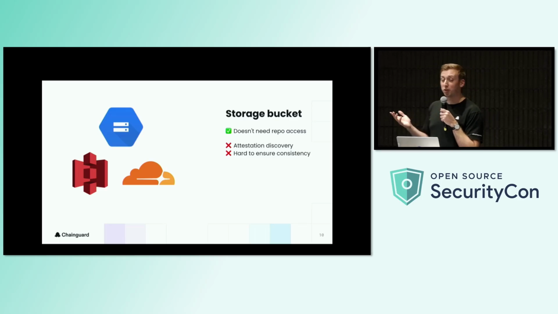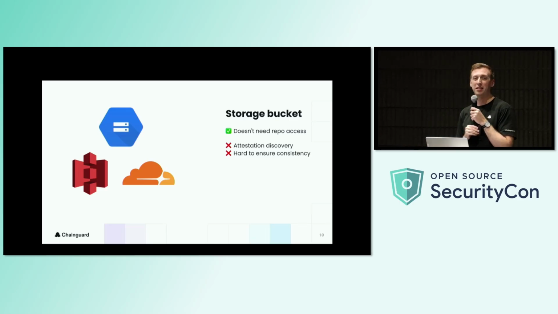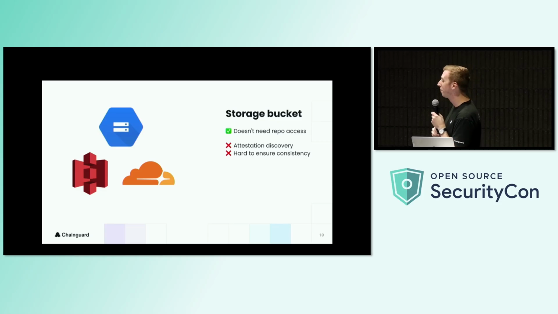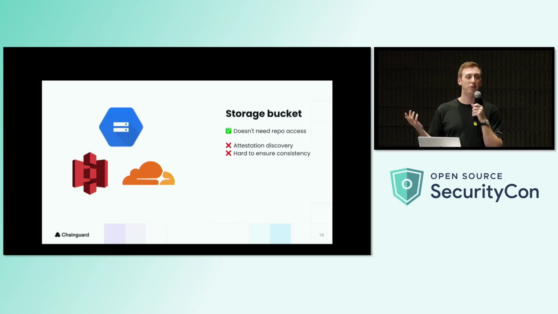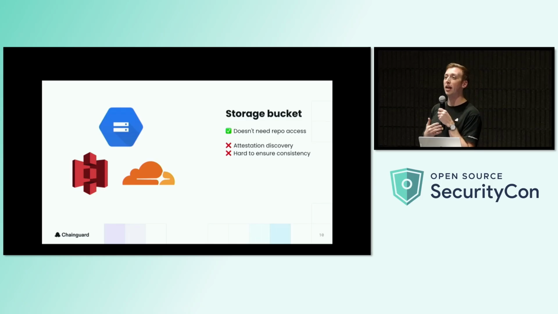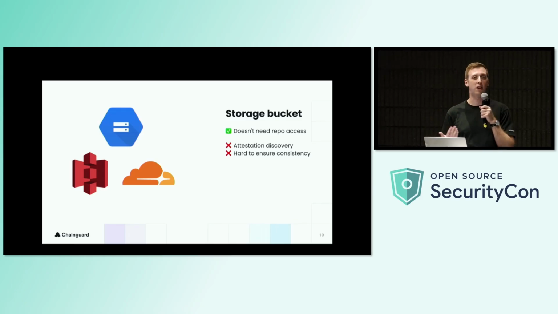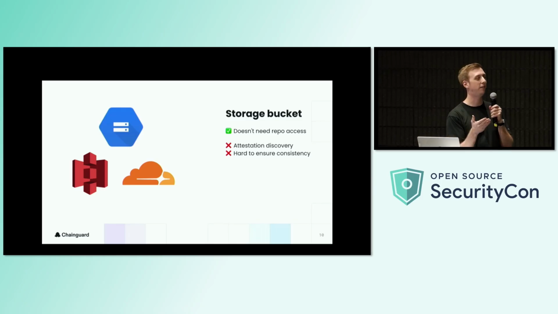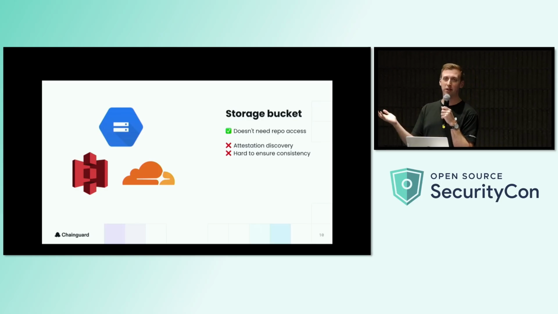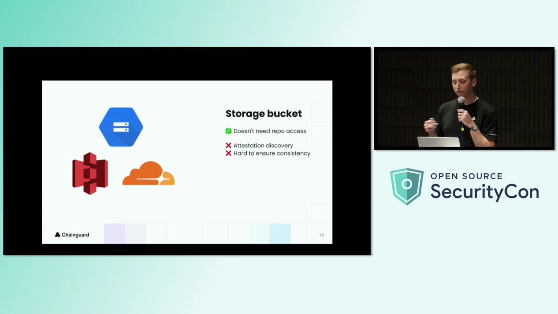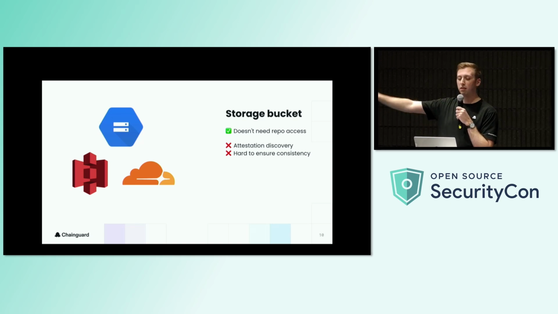Another option, storage buckets. So this is sort of the very simple way. What's great about storage buckets is you can just put random files in there. And so you can imagine having a system where you say, all right, I want to add an attestation for this commit SHA. So anything in attestation/commit SHA/whatever, I'm just going to put my attestations there. This is great because you don't need repo access, right? It's a completely different system. You don't need to have write permissions on the repository itself.